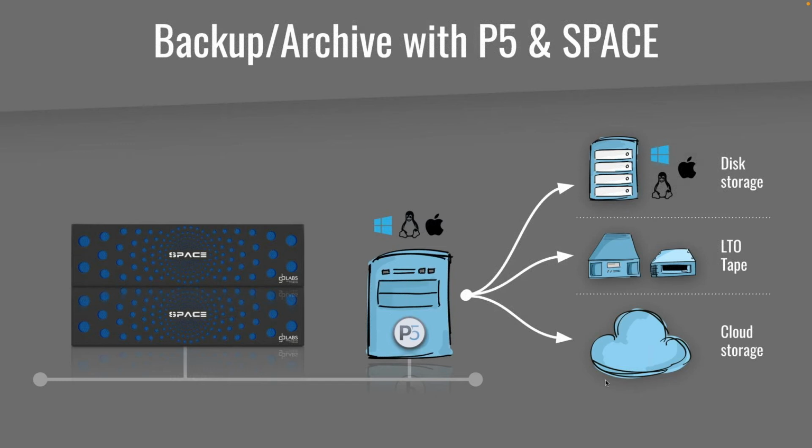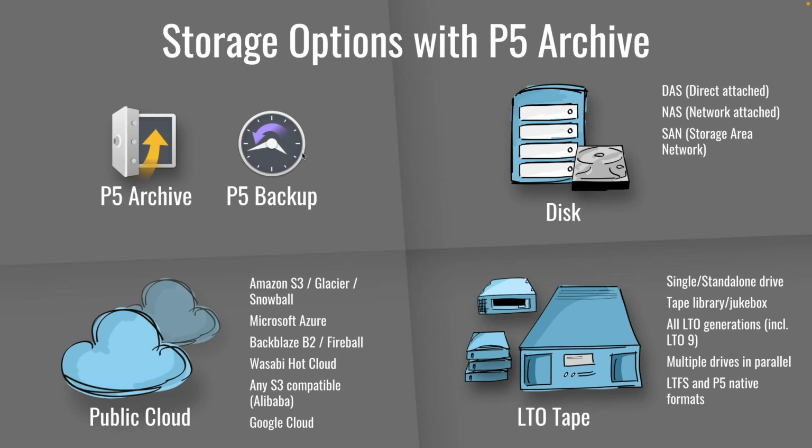And then at the bottom, we have cloud storage, where we're able to take your backup or archive data and put it in a cloud bucket of your choice. On the next slide, I've got these 3 different types of storage: disk top right, the LTO tape compatibility bottom right, and on the left, the public cloud services that we support include Amazon's S3, including Glacier and the Snowball devices, Microsoft's Azure, Backblaze, Wasabi, anything compatible with the S3 protocol, which is what most of these cloud services have standardized upon.